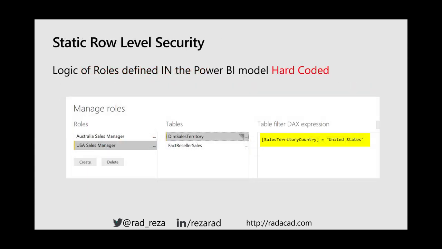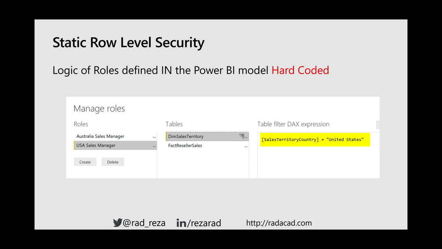The first and simplest way of setting up security is what we call static row-level security. First of all, why do we call it row-level security? Because we apply a filter at the data row level, and that is why it's called row-level security.